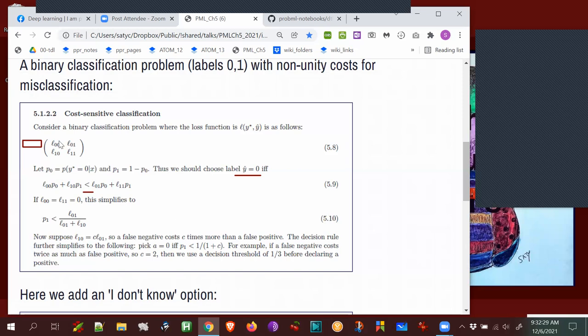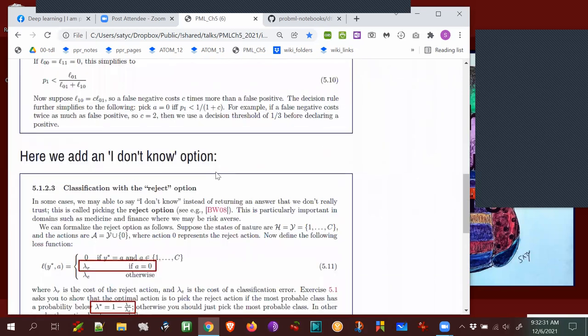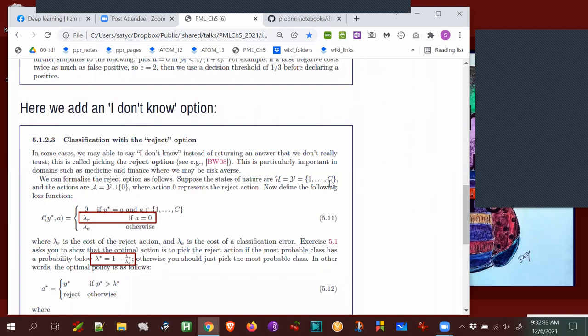This still does not have an I-don't-know option, meaning what if you're not sure of your options? What if you don't want to pick any labels at all? Then there should be a way to do that. And you make your loss function a little bit more intricate. You do it like this. You say the loss is zero if you properly classify. The loss is one if you improperly classify. But additionally, if you want to do nothing, then you call it an action A equal to zero. Then you have a cost for that. So these are numerical values, the lambda R and lambda E.